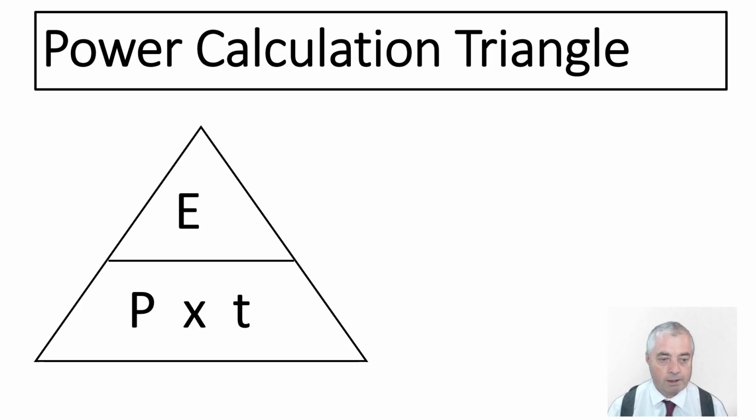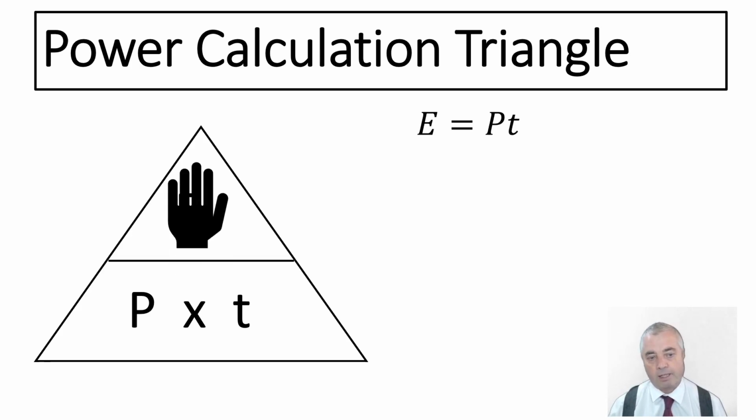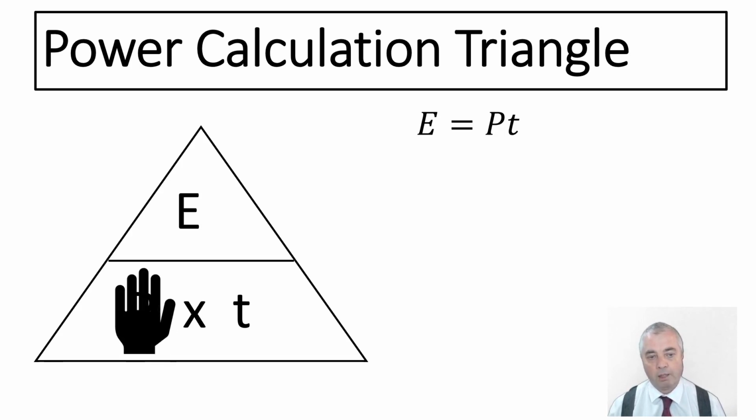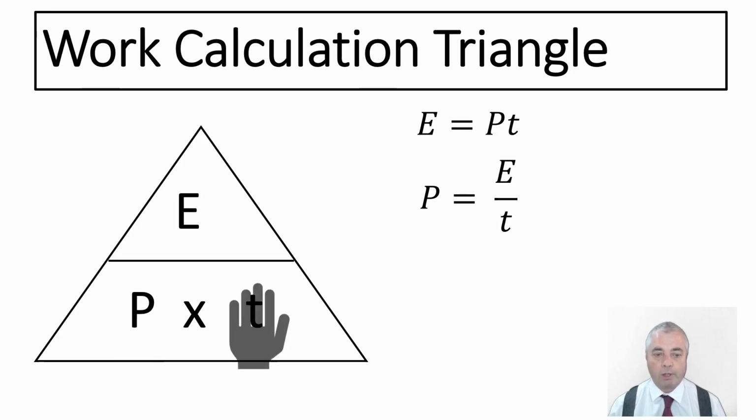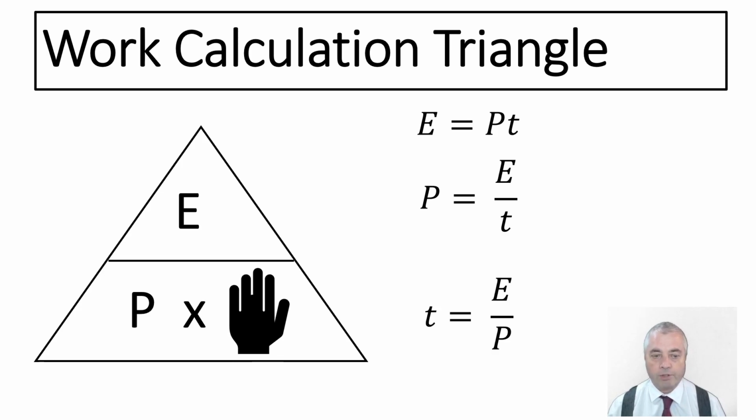Now I promised you the triangle, didn't I? Here it is. So energy on the top, power times time underneath. Cover the one you want. Energy is power times time because that's what's left. What if we want power? Cover power, energy divided by time. And what if we want time, which is what we were doing in the last calculation? Time equals energy divided by power. So you can use that triangle to find the right answer.